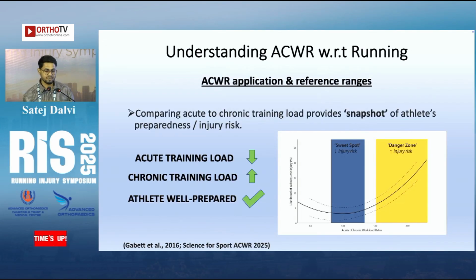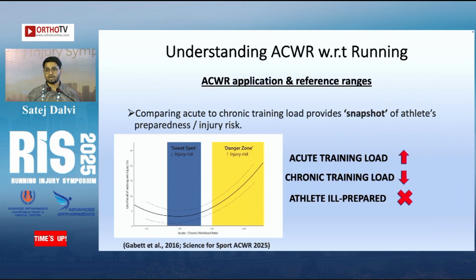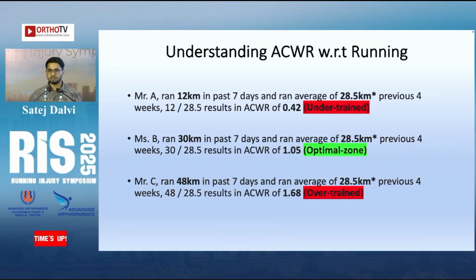So if you have an acute training load which is low and a chronic training load which is high, so high baseline fitness, your athlete is well prepared and is ready to push or can participate, is match ready. Whereas if your acute training load is quite high and the baseline fitness is low, then your athlete is ill prepared and he sort of needs to take a step back, recover, rest, build up, and then get into match fitness. Just a few examples.